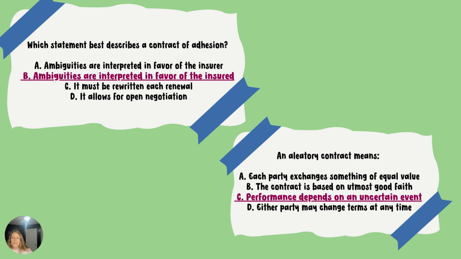And then the next question is, an aleatory contract means, and this one is C, performance depends on an uncertain event, right? We have that unequal exchange. We don't know what's going to happen. It's uncertain if the insured will end up paying their premium every month and never have a claim, or it's uncertain if the insured will pay that premium every month and rack up thousands of dollars in claims. We just don't know. It's an unequal exchange. It's an uncertain event.